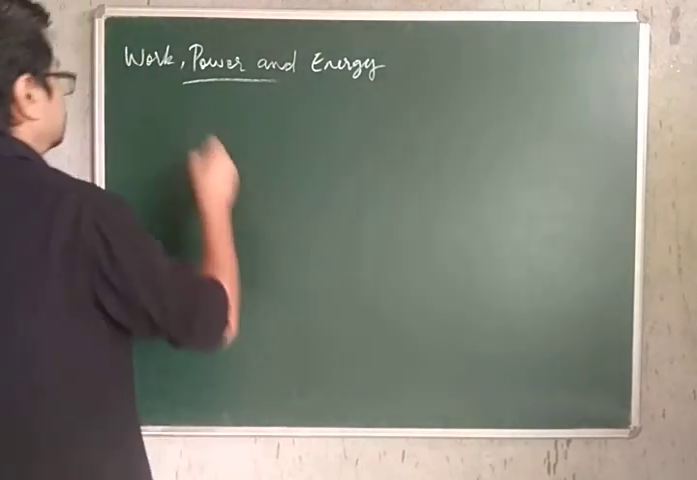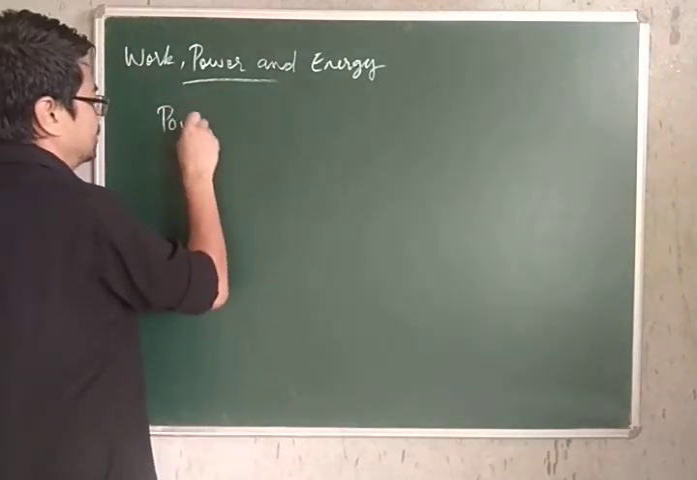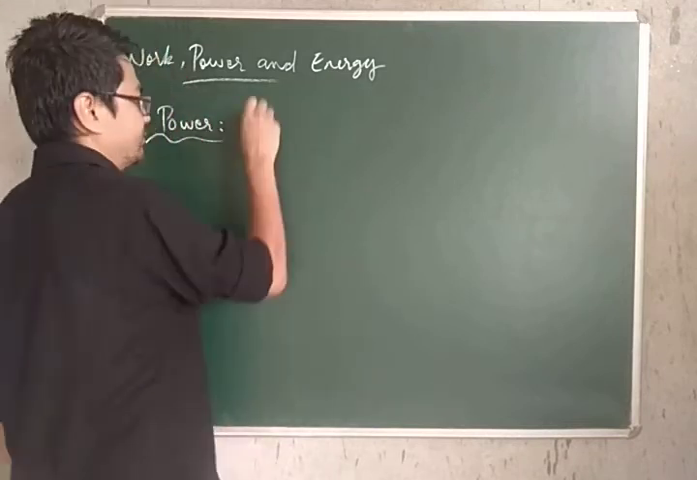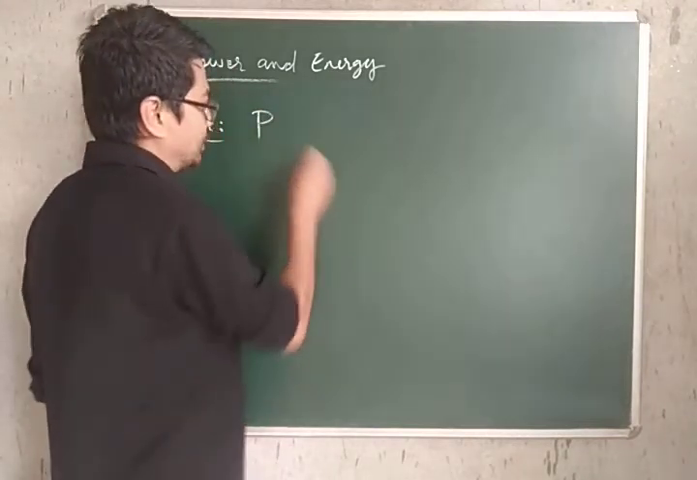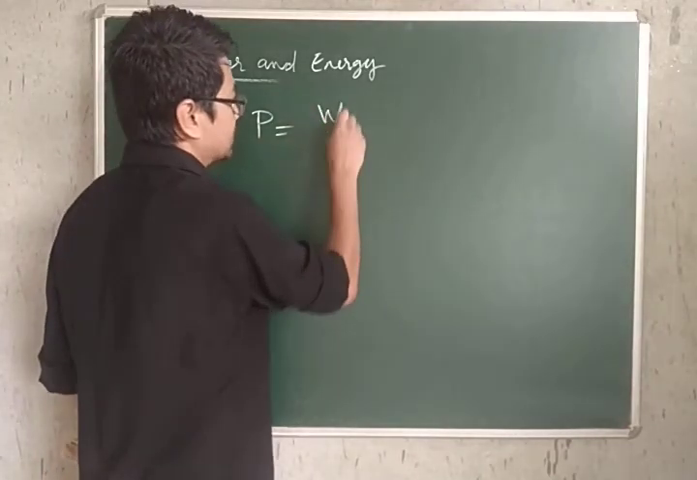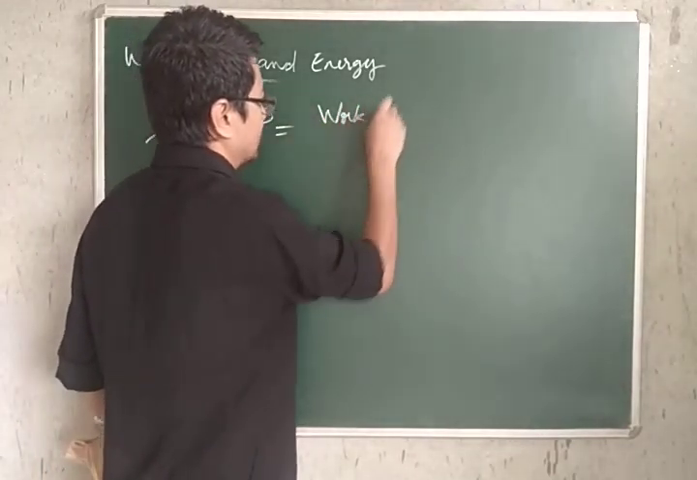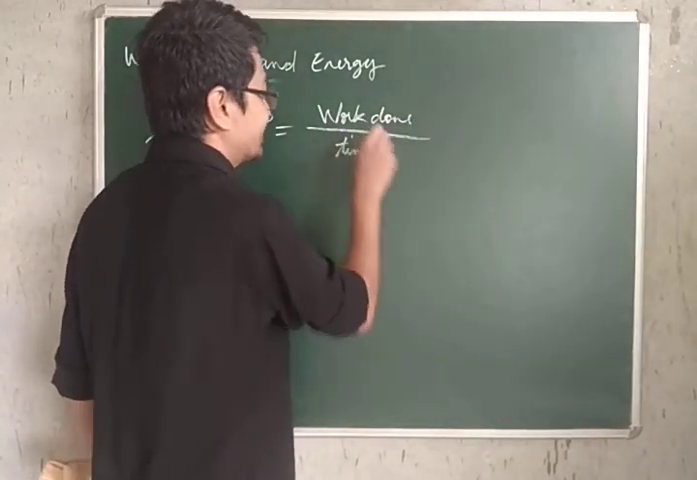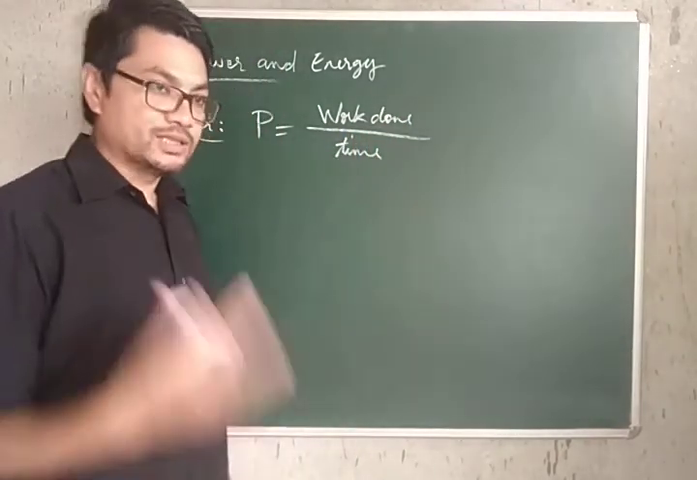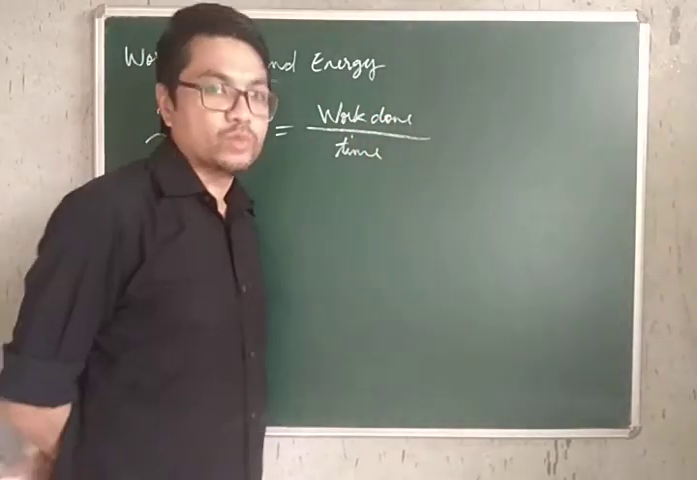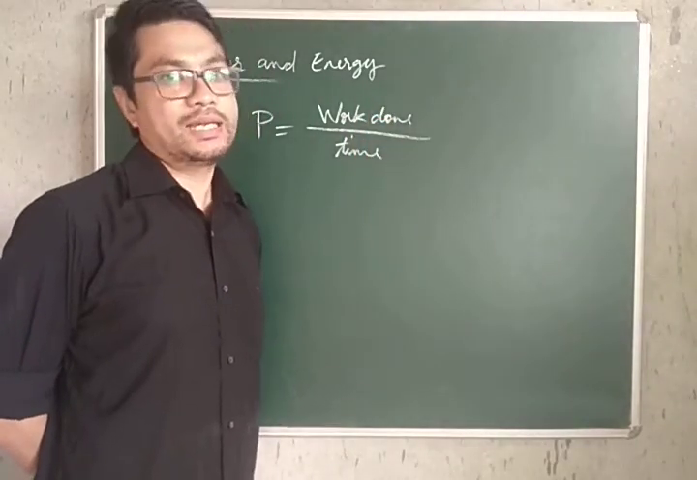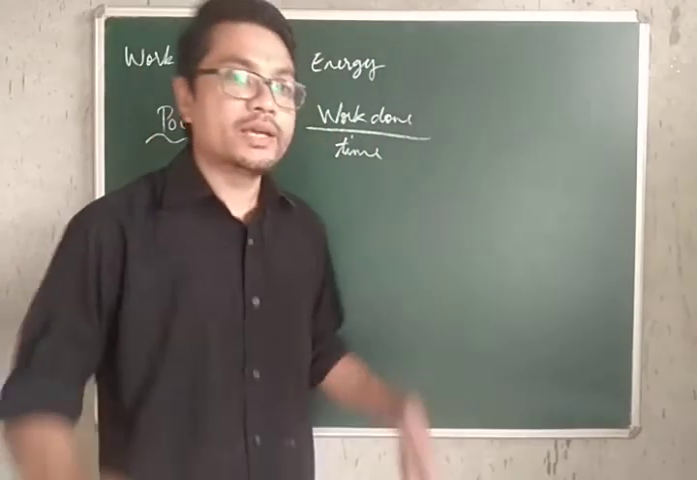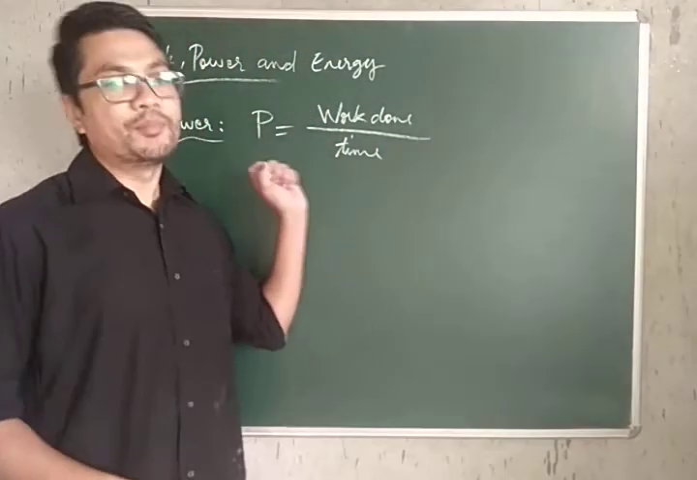Okay, so finally let us talk about power. Now what is power? If capital P denotes power, then power is work done divided by time. Or so to say, how do we read this? It is the rate of doing work, or work done per unit time. How much work we can do in a certain time is what is defined as power.